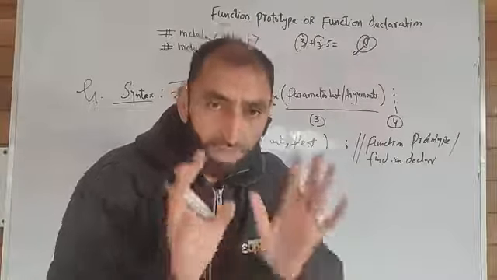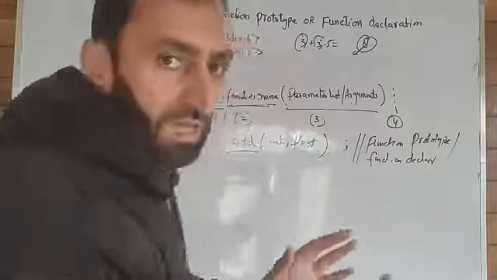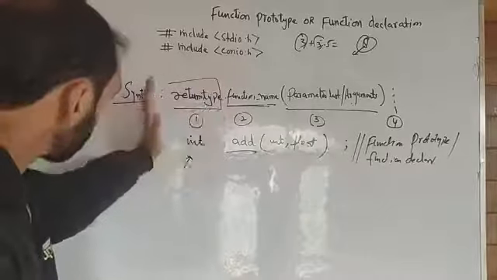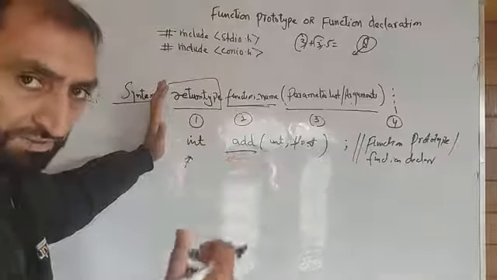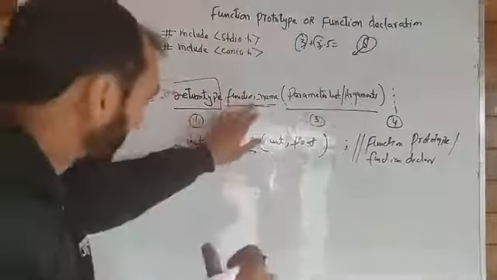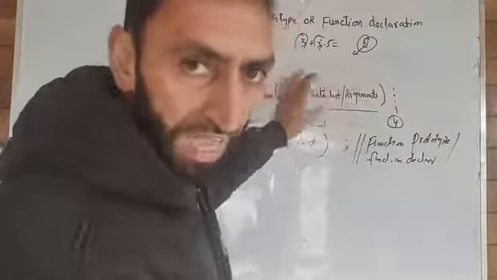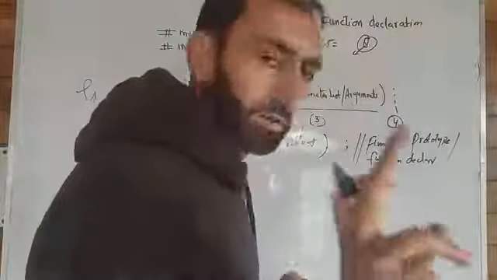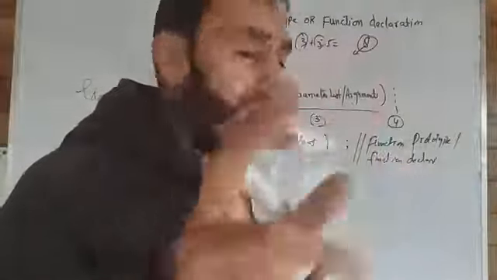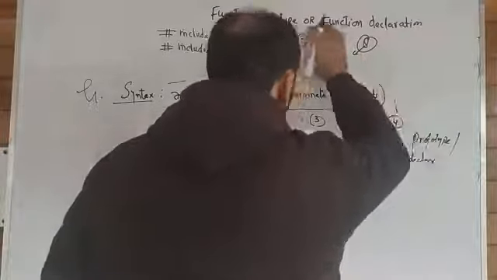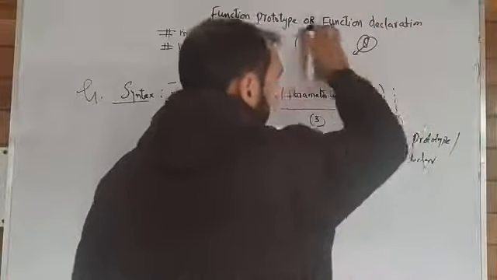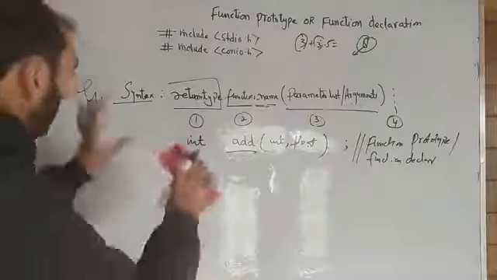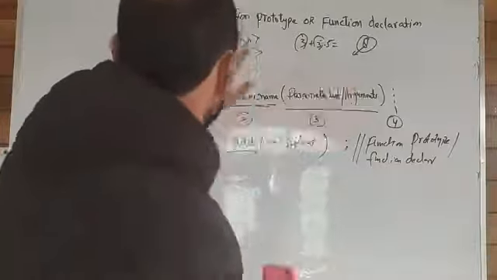I hope now you have understood what a function prototype is. The function prototype tells the compiler what type of data the function is going to return, what the name of the function is, and what type of arguments are going to be passed, and the last one is the semicolon. Don't forget to use the semicolon at the end of the function prototype, or we can say at the end of the function declaration. Now you are aware of the function prototype.